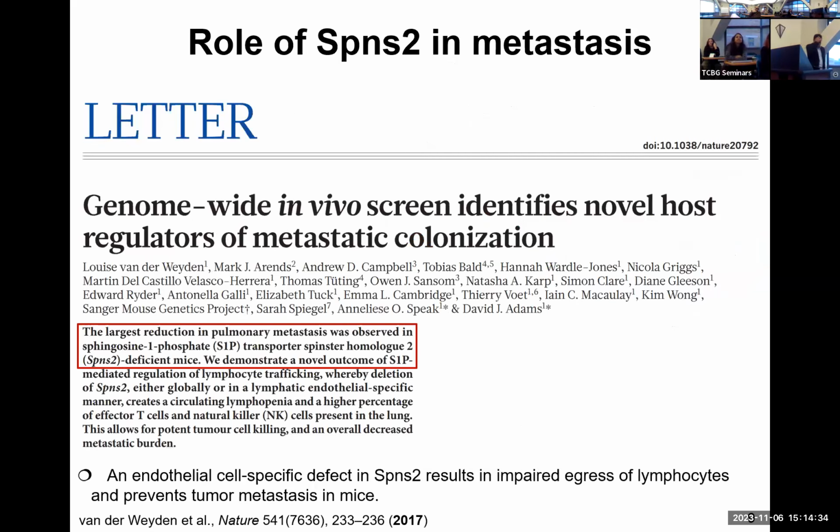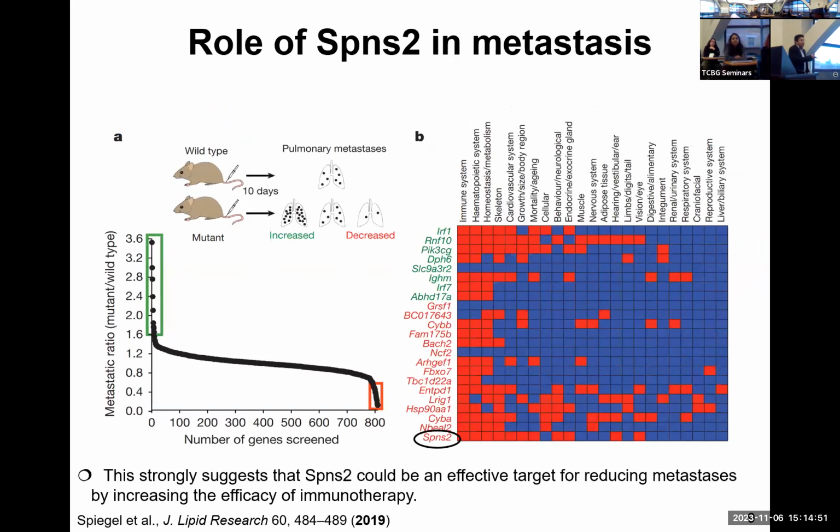And in fact, in 2017, there was a large study published in Nature in which they knocked out 800 different genes in mice to check for the effect on metastatic colonization in the lung. And SPNS2 was one of the most effective ones in reducing the colonization in the lung by inhibiting the egress of lymphocyte immune cells to those sites. So that suggests that SPNS2 could be an effective target for reducing metastasis.